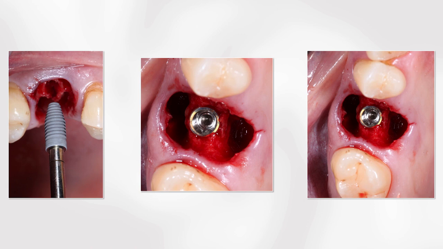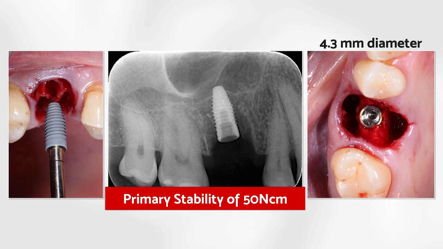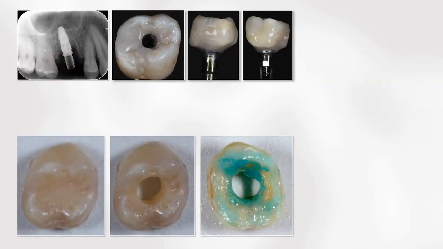After site preparation, the implant was inserted. This X-ray was taken right after implant insertion. We inserted a 4.3 millimeter diameter implant, and we got a primary stability of 50 Newton centimeters. Now it's time to make our provisional restoration using the same crown from the patient.